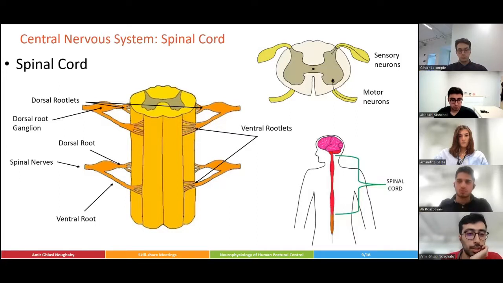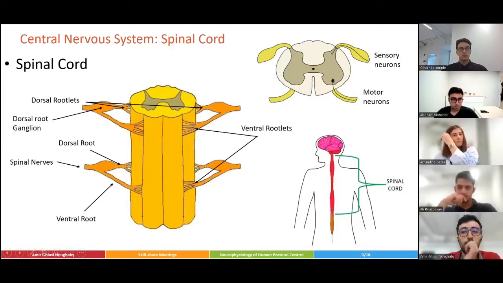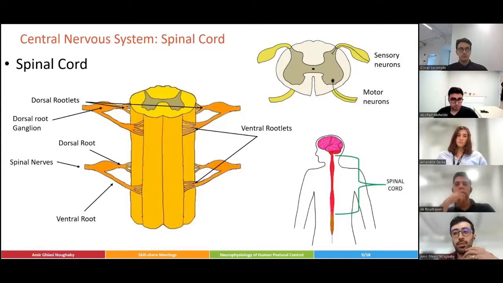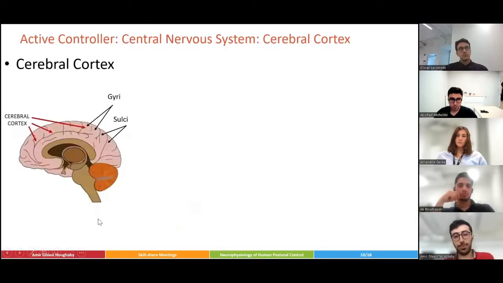And the other part that is connected to the spinal cord is the motor neurons, because you know there are two pathways connected to the spinal cord: the sensory pathway and the motor pathway. For the motor pathway, again, we have some ventral rootlets that are connected to the spinal cord, and the combination of them creates the ventral root.